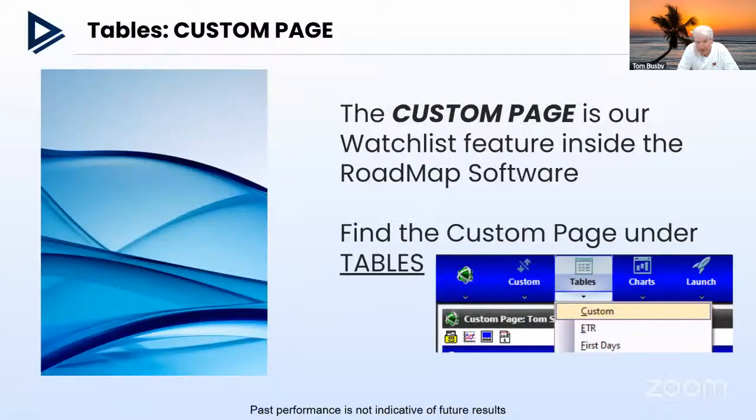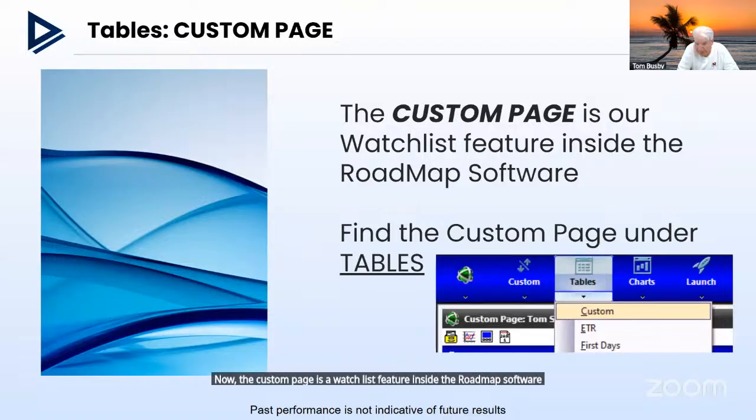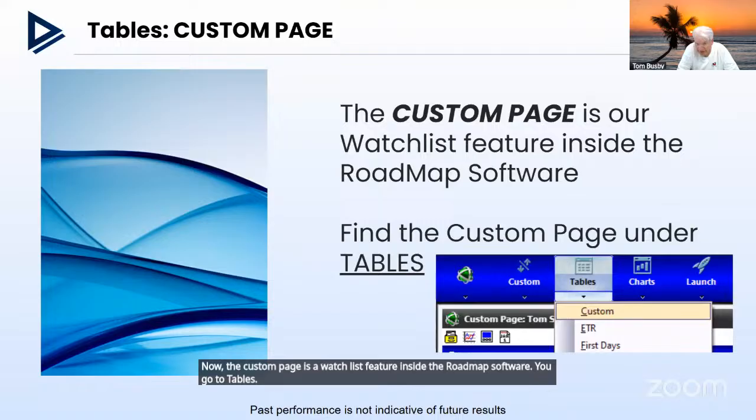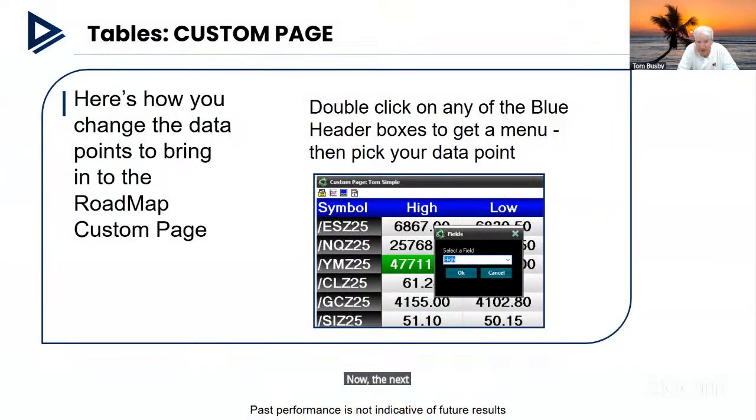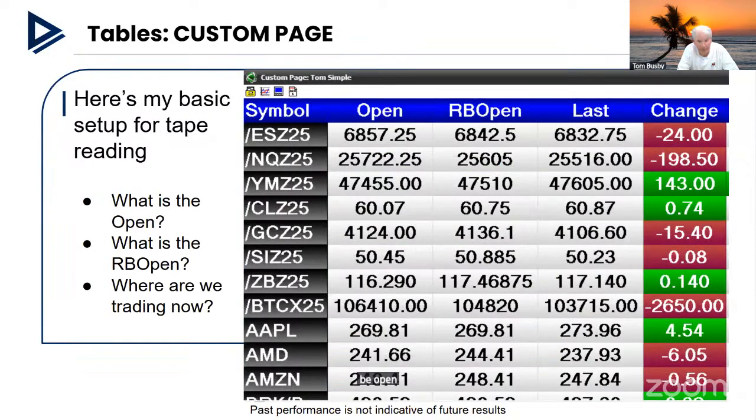Now, the custom page is a watch list feature inside the Roadmap software. You go to tables and you just click custom and it comes up. Now, the next thing that you've got to do is be able to have the columns that you need. I want you to write these down, because this is what you need. You need the last, you need the RB open, the change, the open, high, low, and mid.